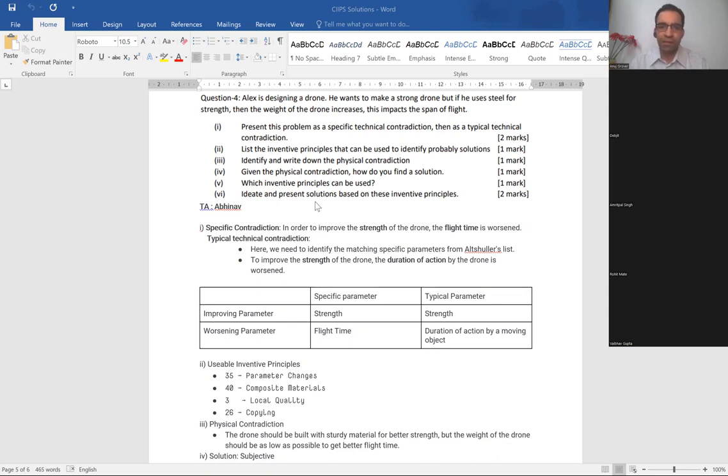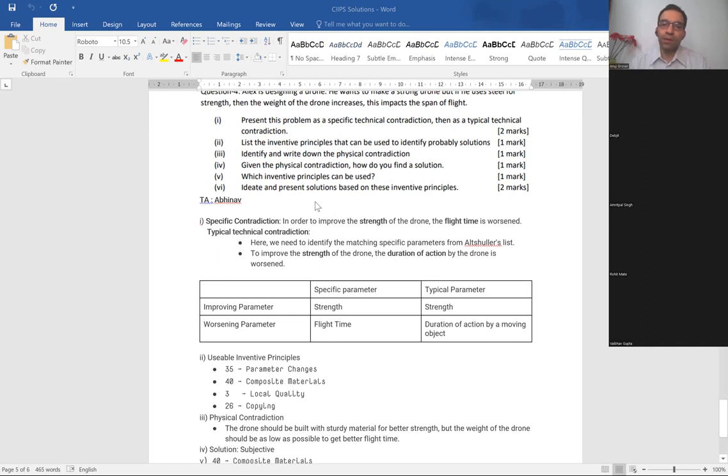No, sir. Specific parameters are strength and flight time. That is already given in the question. And typical parameter is strength and then duration of action by a moving object. Sir, can you say once more, I forgot: how do we define specific parameter and typical parameter, separately?